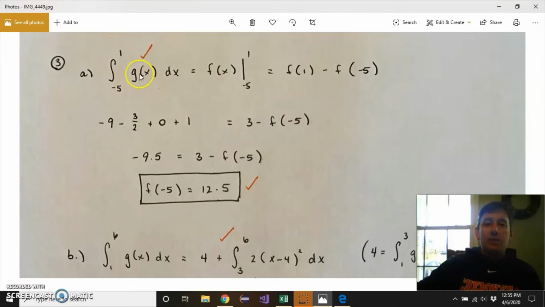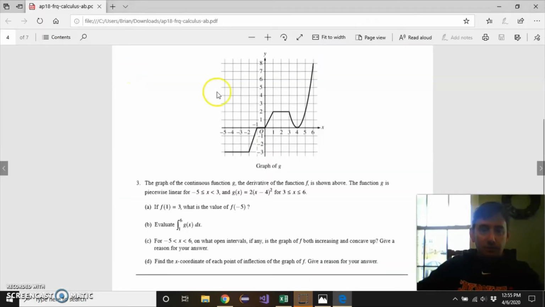If you integrate g of x, which is f prime, from -5 to 1, then that would get you back to f. Integrating f prime gets you back to f. And then if I evaluate it from -5 to 1, then essentially I've got f of 1 minus f of -5. I hope you follow this. This is the fundamental theorem of calculus. Now, f of 1 was given to me. It's 3. f of -5, that's what I'm trying to calculate. And this whole integral on the left here, I can calculate that geometrically. If I pop back to here, from -5 over to 1, I can do all of that geometrically.